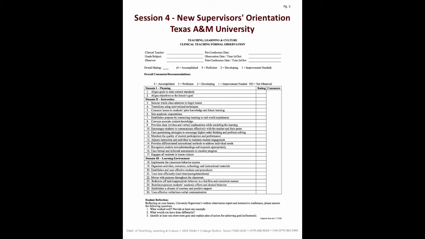You already know that you will formally observe each clinical teacher a total of 4 times during the semester, 2 times prior to the midpoint and at least 2 times between the midpoint conference and the final conference. Additional observations may be needed if a clinical teacher is experiencing difficulties. You also know that a pre-conference is conducted prior to each formal observation and that each observation is at least 45 minutes in length. Now let's take a look at the heading on the form.